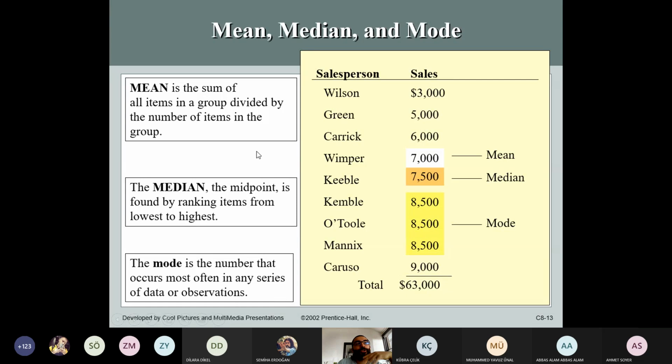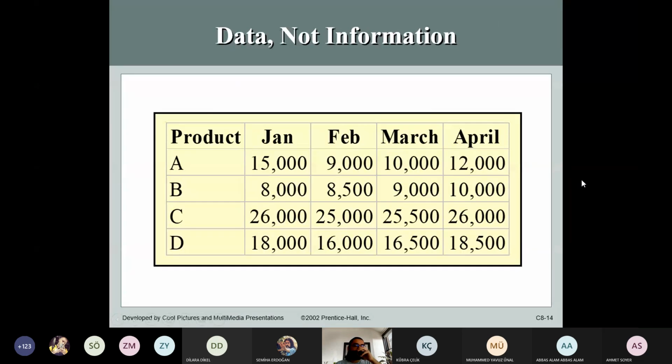These are individually important, but generally the most used one is the mean here, the most average number. What is the average number of sales that a salesperson does? And when you compare these salespersons' performance, you use that mean. For example, Wilson here has a bad performance when you compare to others. Wimber has an average performance, but these guys have a more than average, good performance. So you can make this kind of inferences. It's very important.